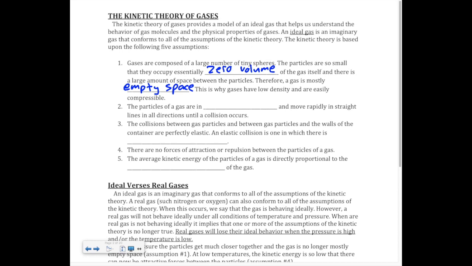The particles of a gas are in constant motion and move rapidly in straight lines in all directions until a collision occurs. Now, the collisions between gas particles and between gas particles and the walls of the container are perfectly elastic. An elastic collision is one in which there is no loss of kinetic energy.